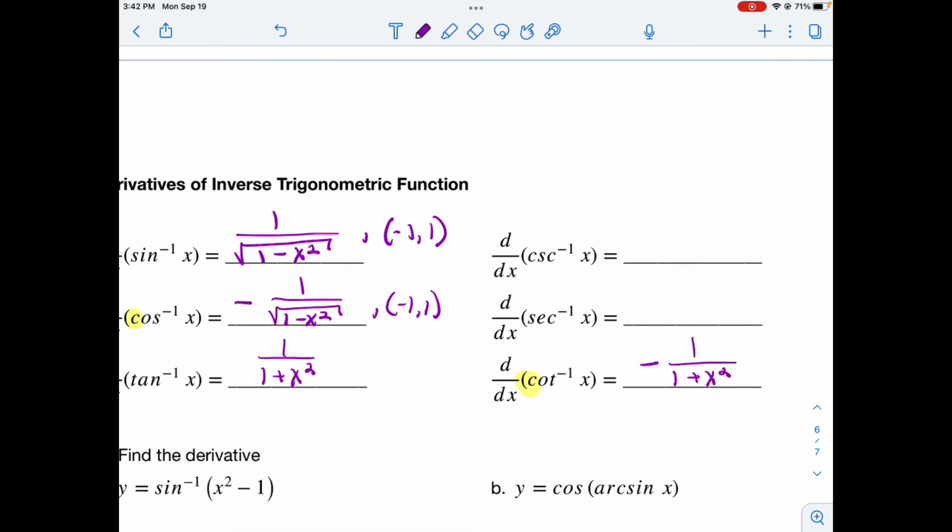Secant, the derivative of the inverse secant of x, is equal to 1 over the absolute value of x times the square root of x squared minus 1. This time our limitations on x, so that I get a positive underneath that square root and do not get division by 0, is that the absolute value of x has to be greater than 1. If you make a piecewise function out of that absolute value of x, it ends up being that we're looking at numbers less than -1 or greater than 1.